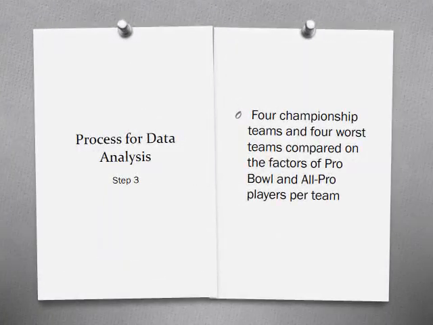Step 3 in our data analysis shows us Pro Bowl players and All-Pro players on winning and losing teams. This is where we found major differences between the top and bottom teams in the NFL. The numbers are drastically different, showing that winning teams contain many more of these high-caliber players that are getting the nod for Pro Bowl selections and All-Pro selections.